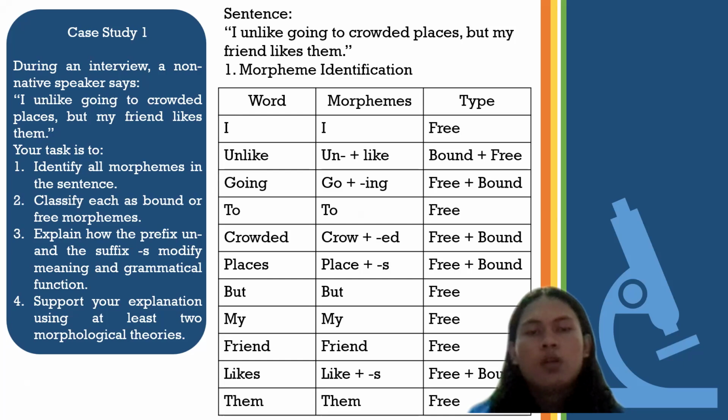The next word is but. The morpheme is but, and the type is free. The next word is my. Morpheme is my, and the type is free. The next word is friend. The morpheme is friend, and the type is free. The next word is likes. The morpheme is like plus s, and the type is free plus bound. And the last word is them. Morpheme is them, and the type is free.